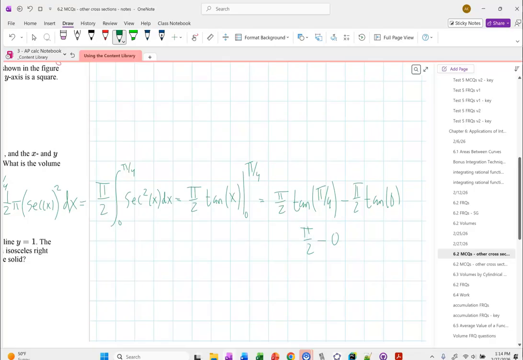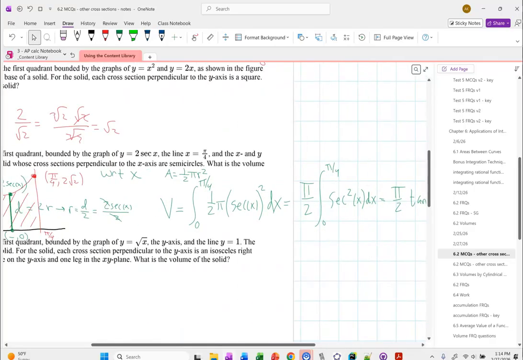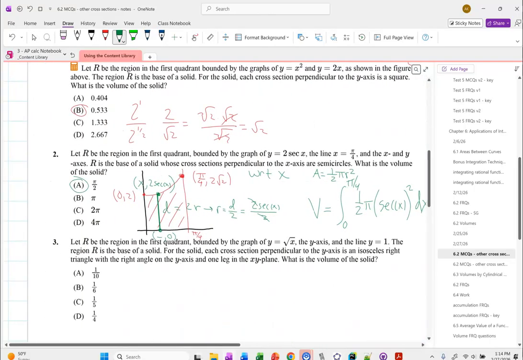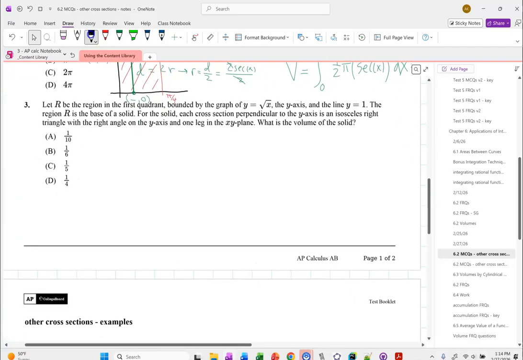Everybody okay with what I did here? Am I going too fast? You tell me. I can pause, I can slow down, right? Or take more time inside of the problem. Keep going.